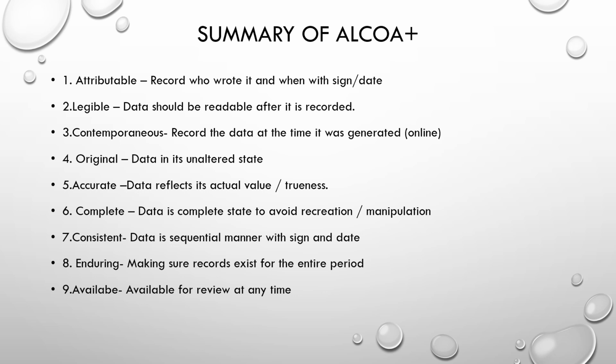Accurate reflects its actual value and trueness. Okay, when it was generated, the same accuracy should be available throughout its life cycle. Complete. What are the four attributes of that one? Complete, consistent, enduring, and available.